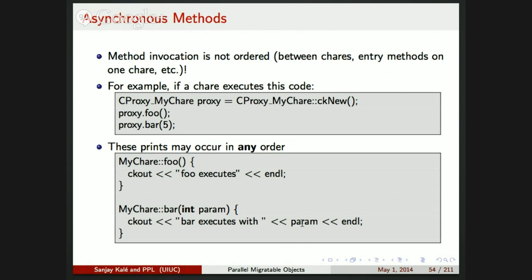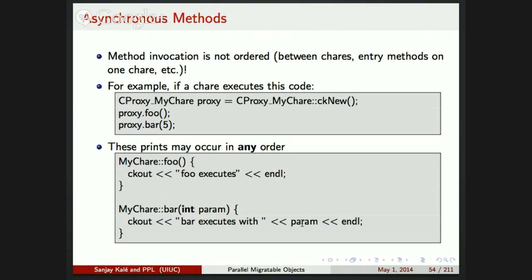One of the tricky things with asynchrony, especially when you're used to a more synchronous parallel system, is that method invocation is not ordered. So in this case, calling foo and then bar, there is no guarantee that foo will execute before bar. When the messages arrive, they're executed. So if the bar message arrives first, we'll see bar executes this message and then the foo message, or we may see the foo message first and then the bar message. So that's something you have to be aware of.